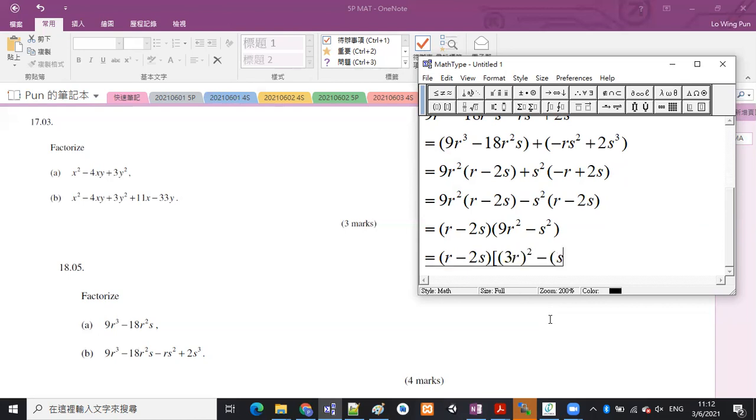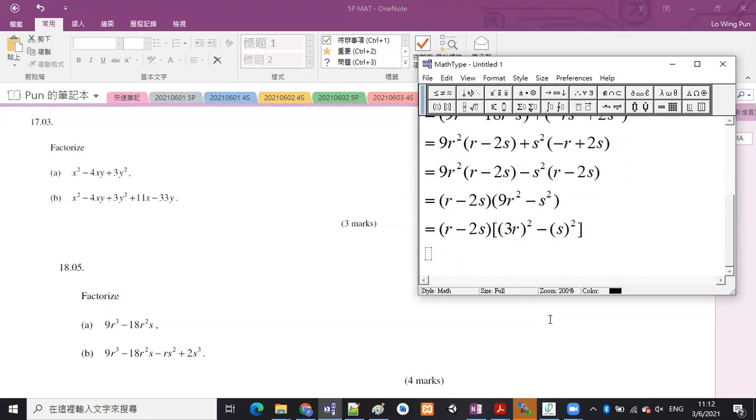Bracket square minus s square, right? So it can be written as a squared minus b squared. So we can use the identity a plus b times a minus b to further factorize it. Okay, so the final answer becomes r minus 2s, and then this a plus b, that is 3r plus s, times a minus b, that is 3r minus s.